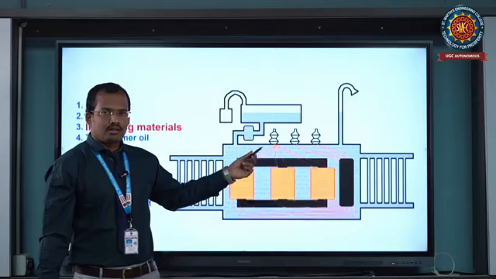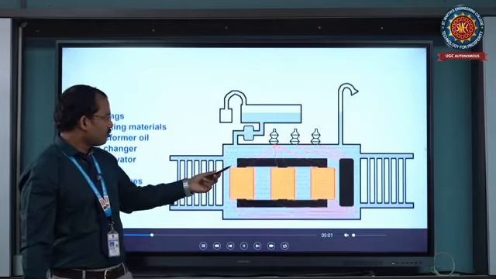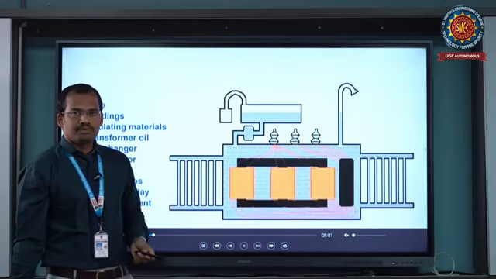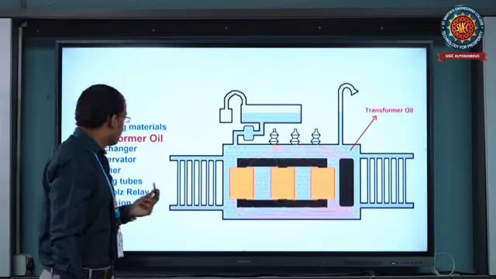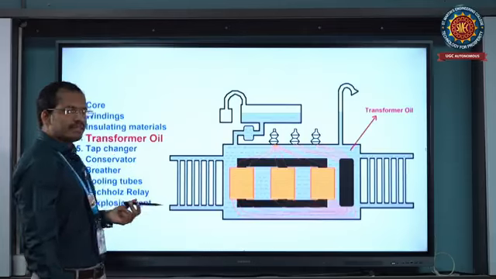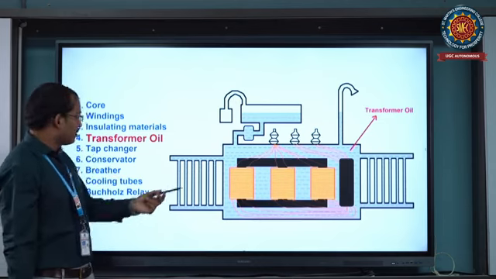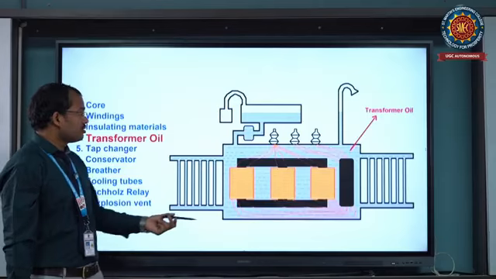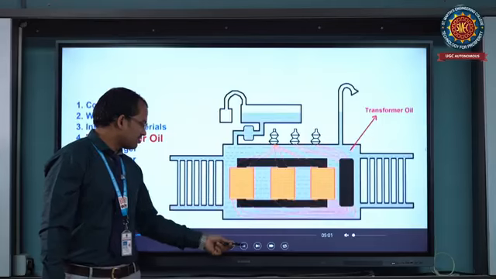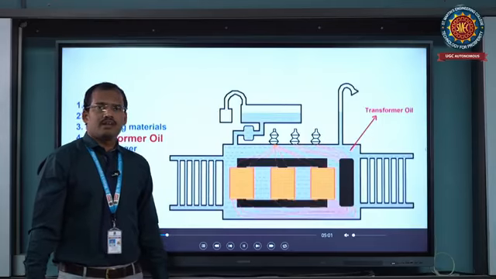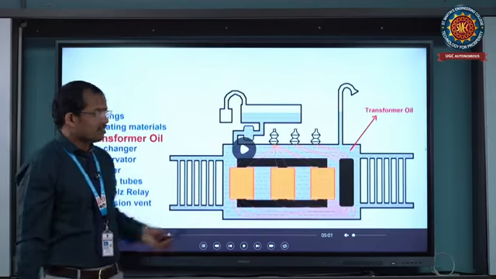So this is the basic construction of the transformer. This is how it works and how it is used. We covered the individual parts: core part and windings, insulating materials, tap changers, conservator tank, breather and cooling tubes, Buchholz relay, and finally the explosion vent. So this is the construction and working of the transformer. This is the basic diagram of the single phase transformer.